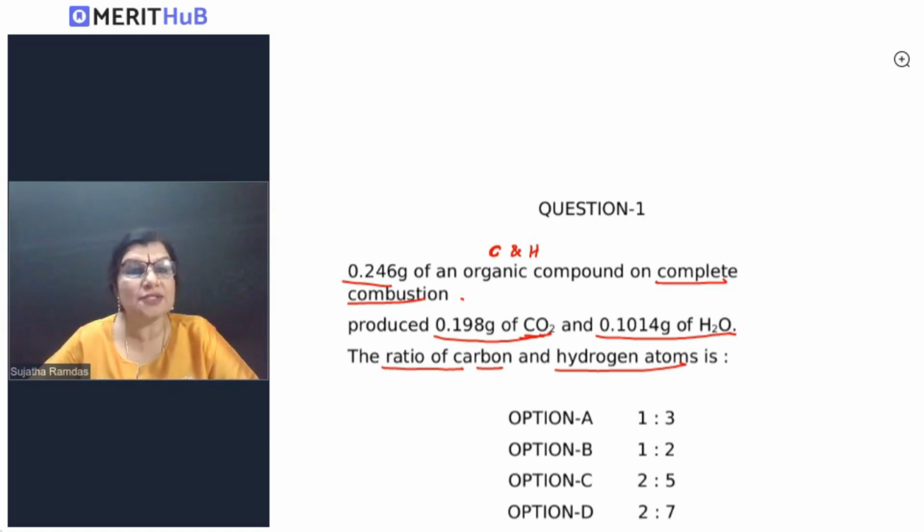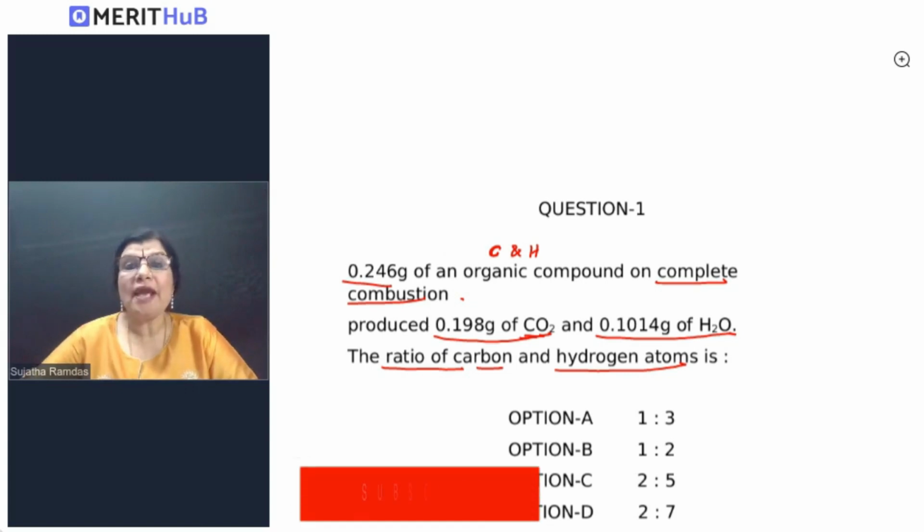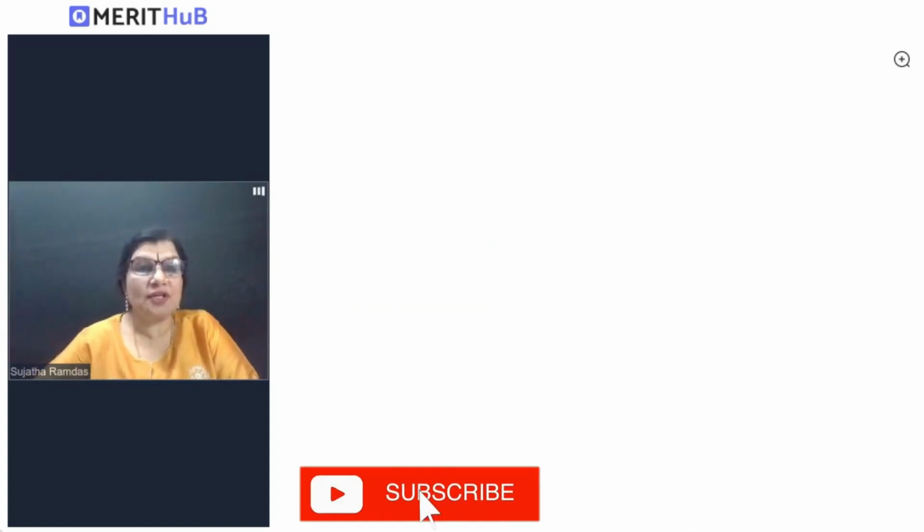You are given the masses of carbon dioxide and water, right? You have not been told in the question that carbon and hydrogen are the only elements in the compound, so be alert about it. All right, so carbon and hydrogen ratio is what you need to determine. There could be other elements present. All right, so let's get started with the question. Solving the question. Now, there are two approaches to solving the question.